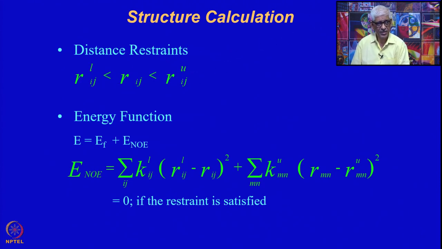Now, what is the next step? The next step is we want to calculate a structure which is consistent with all these interproton distances. These are called the distance restraints, and your structure must satisfy these distance restraints. An initial model may not satisfy all of these, okay. You will have to optimize your structure so that the distance constraints are satisfied.